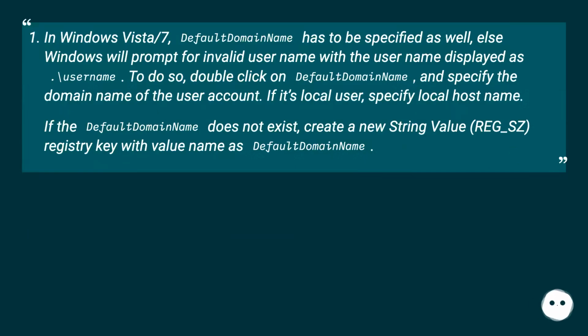In Windows Vista and 7, DefaultDomainName has to be specified as well, else Windows will prompt for an invalid username with the username displayed as .\username. To do so, double-click on DefaultDomainName, and specify the domain name of the user account. If it's a local user, specify the local host name. If the DefaultDomainName does not exist, create a new string value, REG_SZ, registry key with the value name as DefaultDomainName.